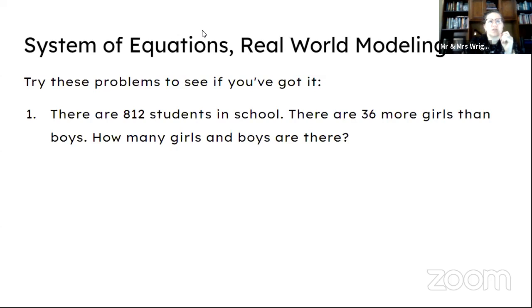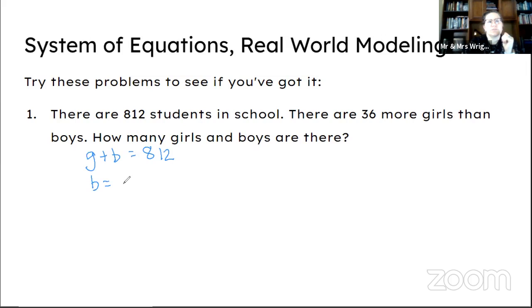Well, we know there's a total of 812 students in the school. We're going to assume that they're just referencing male and female. So we're going to say girls plus boys equals 812 students in the school. Now, it says that there are 36 more girls than there are boys. So we can say that the boys equal, there are 36 more girls than boys. So it actually should be girls equal. Let me fix that.